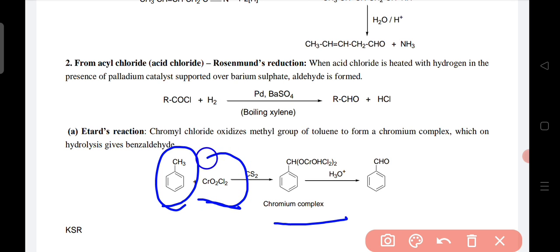what is the reagent used in Etard's reaction. You have to write chromyl chloride, and never forget to write the solvents, because solvents play a very important role.